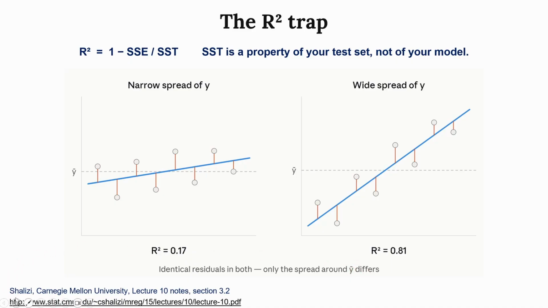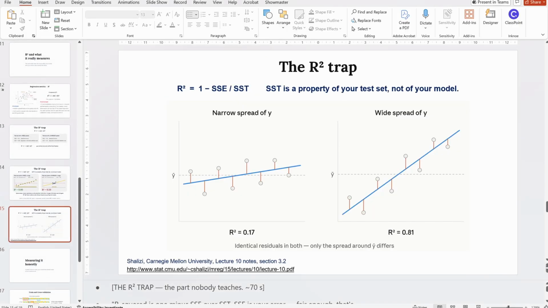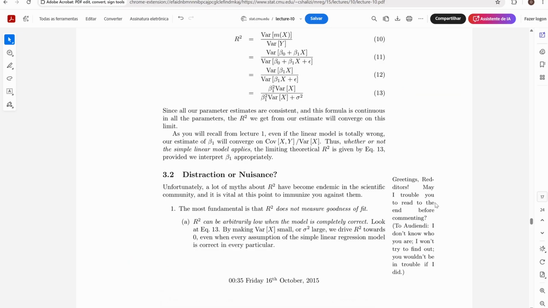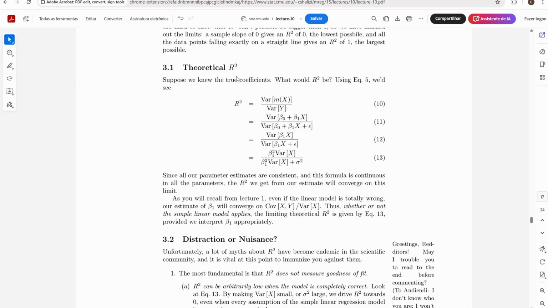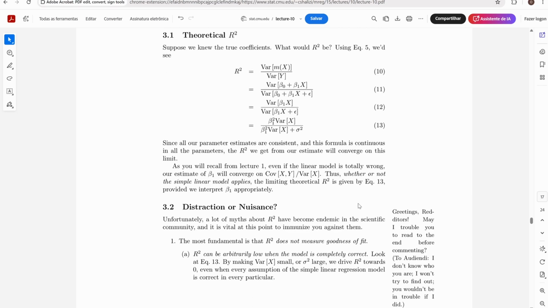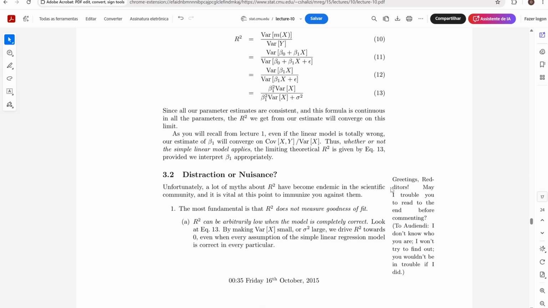If you see this professor right here, he has an interesting lecture about this. We will not go into this in detail, but about the R squared, in chapter 10, if it's a distraction or nuisance. And he had a small comment. He was responding in the notes of the lectures to a Reddit comment from one of his students, and he says right here, very interesting: "Greetings, Redditors.